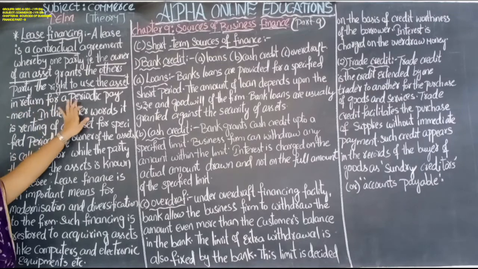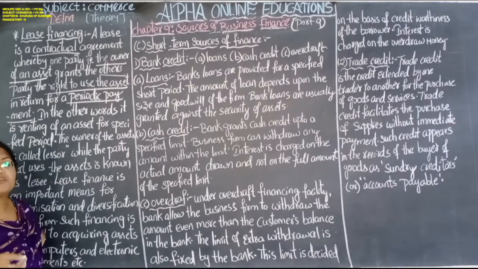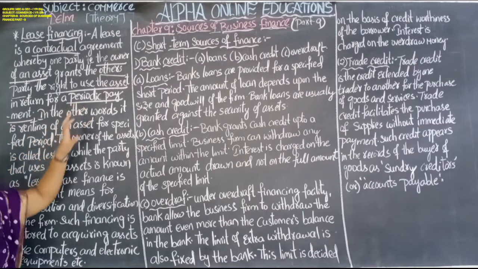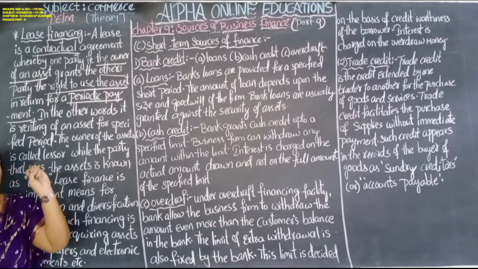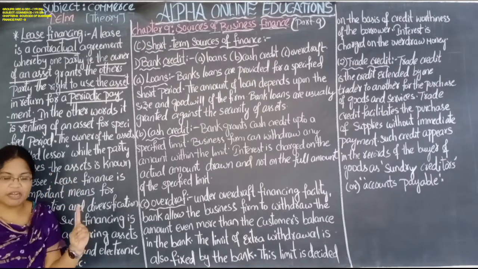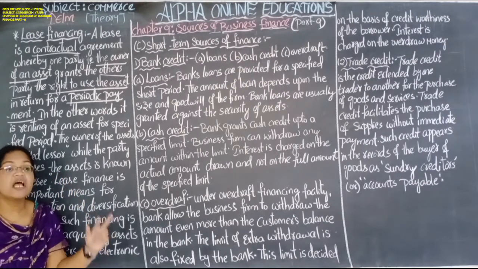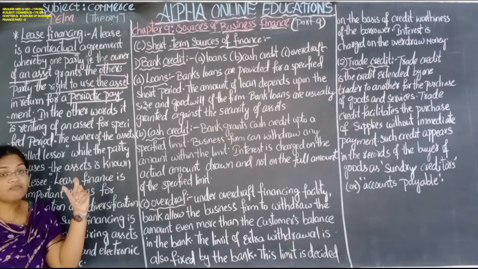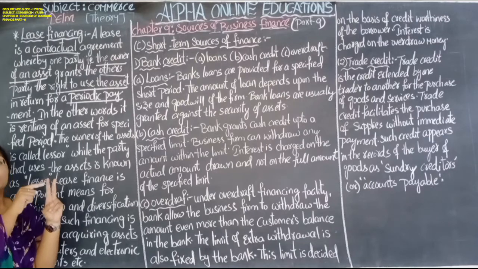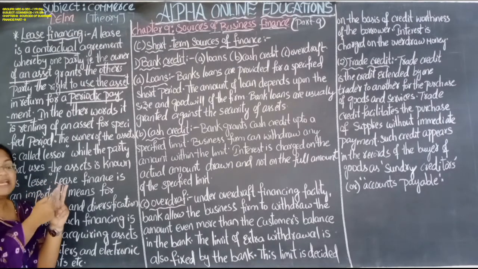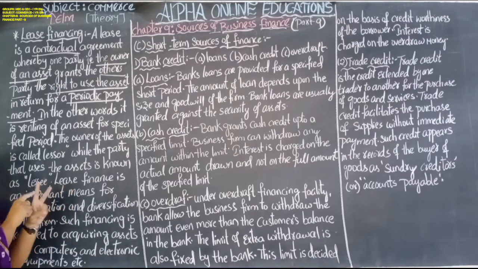In return for a periodic payment. They have to pay periodically, monthly or every 3 or 6 months, whatever it may be, a certain amount to the owner of the asset. In lease financing, first, it is a contractual agreement between two parties. One party is the owner of the asset and the other party will use that asset. The owner transfers the right to use the asset, and while using it, the other party has to pay a certain amount to the owner. That is the periodical payment.